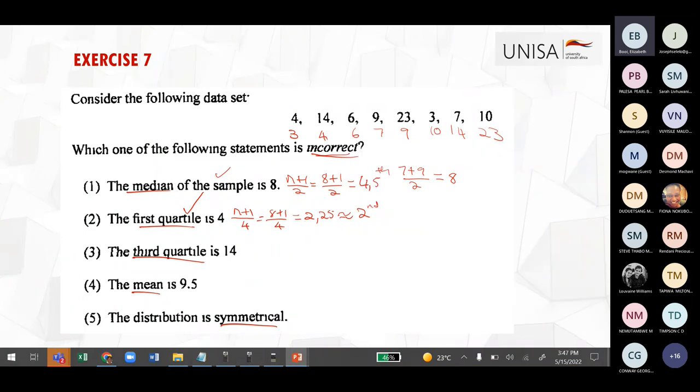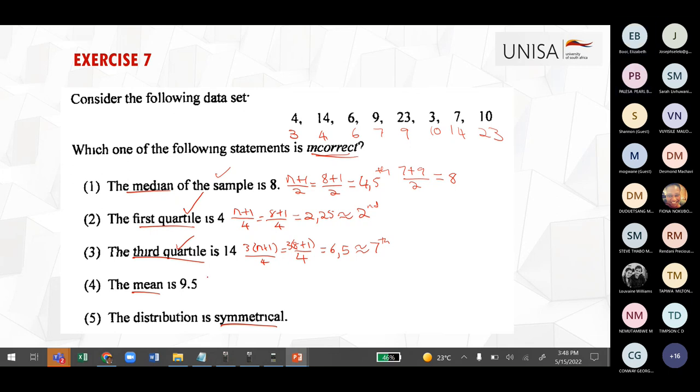The third quartile is 3 times the first quartile, which is 8 plus 1 times 3 divided by 4. 9 times 3 divided by 4 is 6.5. Because it is on position 7. 7, yes. And we go count 1, 2, 3, 4, 5, 6, 7. It's 14. So that is correct, right?